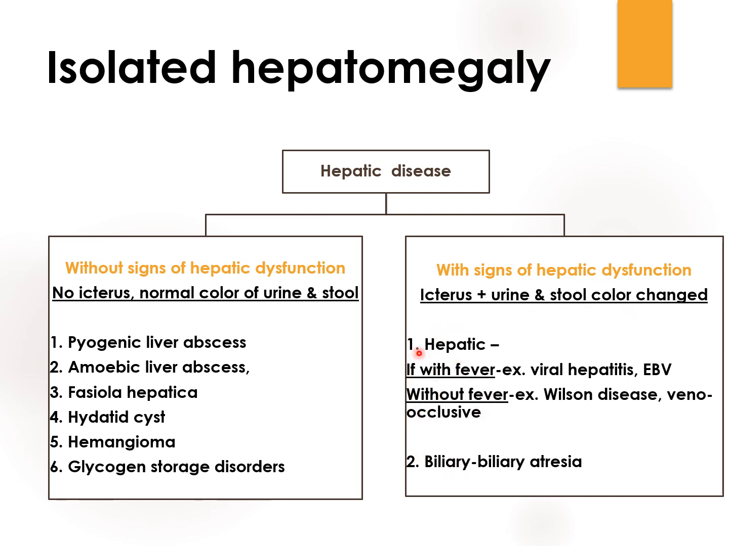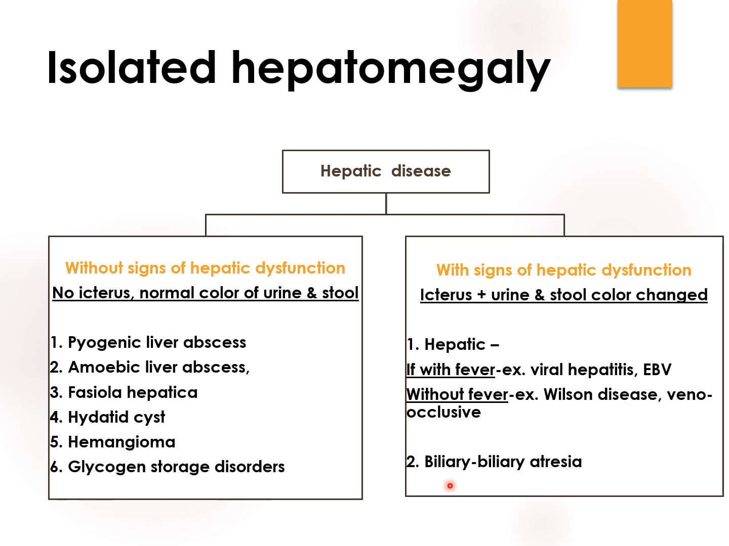With signs of hepatic dysfunction, meaning icterus is there and urine and stool color are also changed, then it is either hepatic or biliary. If hepatic with fever, then viral hepatitis A, B, C, D, E, which are common, and Epstein-Barr virus. Without fever, then rule out Wilson disease, veno-occlusive disorders, or alpha-1 antitrypsin deficiency. So rule out all these causes.